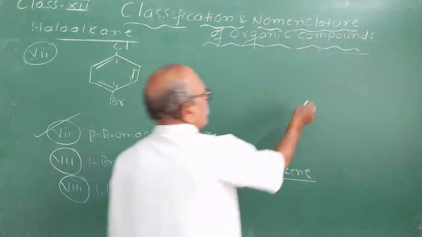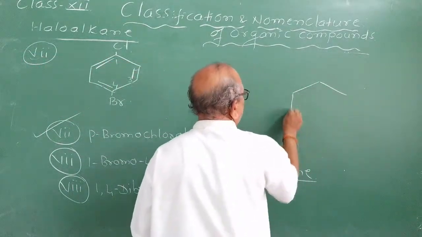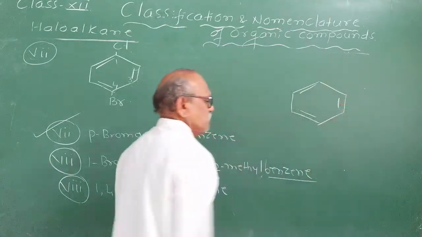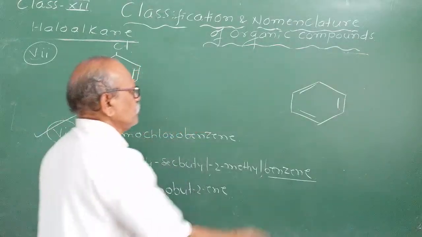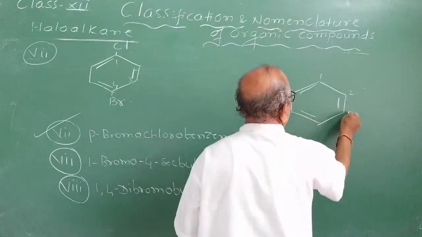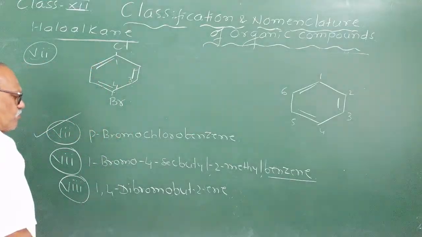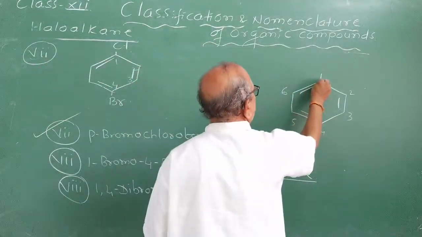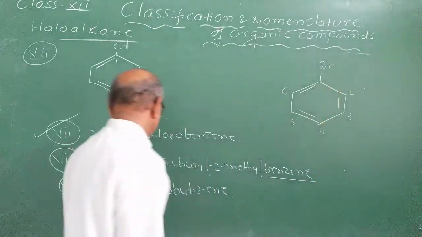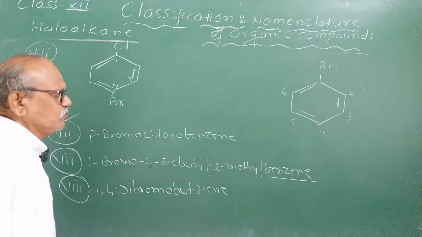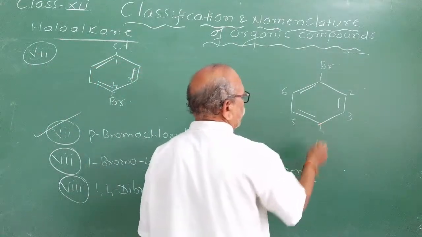Is it a derivative of benzene? Draw the benzene ring. Alternate double and single bonds you can write. Start numbering: 1, 2, 3, 4, 5, 6. Depends on how you number it. 1 bromo, to the first carbon atom, what should be linked? 1 bromo. Four secondary butyl. To the fourth carbon atom, you have to link what? Secondary butyl. How to write secondary butyl?